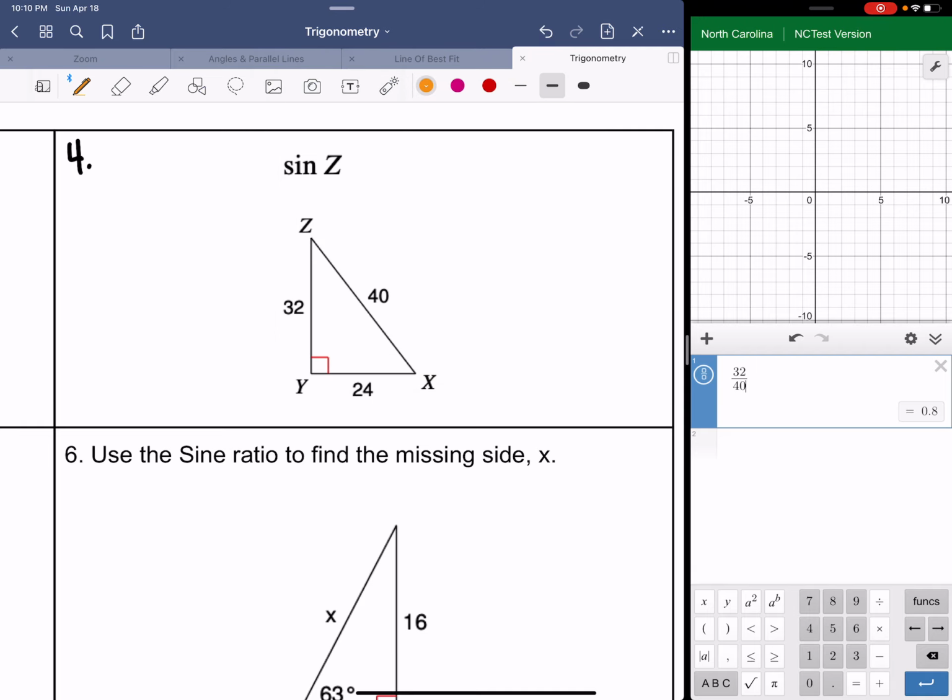All right. The sine of angle Z. So if we're looking from the angle Z here, directly across is going to be the opposite. That's 24. And the hypotenuse, which is directly across from the right angle, is 40. So 24 divided by 40 is our sine here. And that is 0.6.